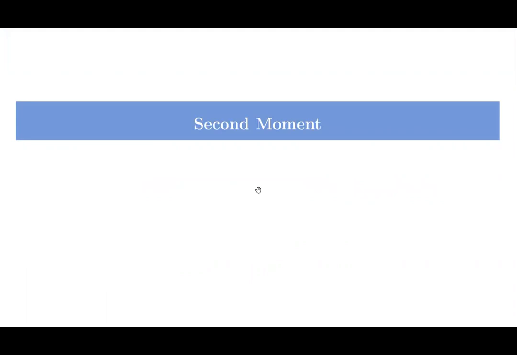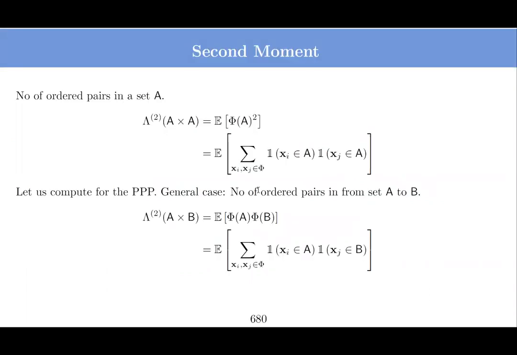Now let us come to the second moment. So first moment is defined as the expected number of points in set A. The second moment is actually defined as the expected value of Phi(A) squared. Right? Expectation of Phi(A) was the first moment. Expectation of Phi(A) squared is the second moment. And if you want to write this down, Phi(A) is the summation of the indicator of xi belongs to A, multiplied by the summation of xj belongs to A. Right? There are two Phi(A)s, and if you multiply them, you get many pairs xi, xj where xi belongs to A and xj also belongs to A.